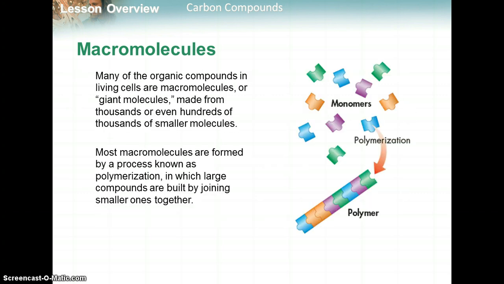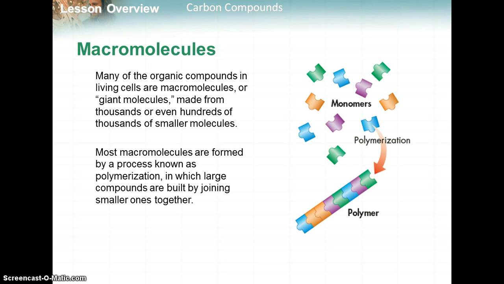Let's talk about the word macromolecule. The prefix macro means big. It's the opposite of micro, which means small. So macromolecule just means a big molecule or giant molecule. It's made up of hundreds or thousands of smaller molecules. It's like a big puzzle piece, or like a necklace that has many different beads all paired up to make this one big molecule.